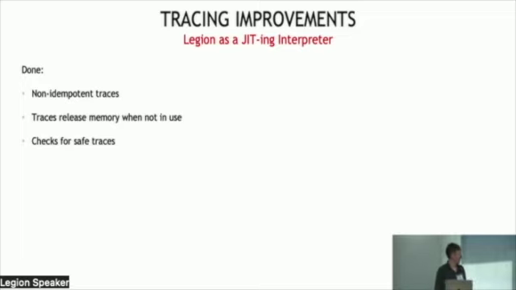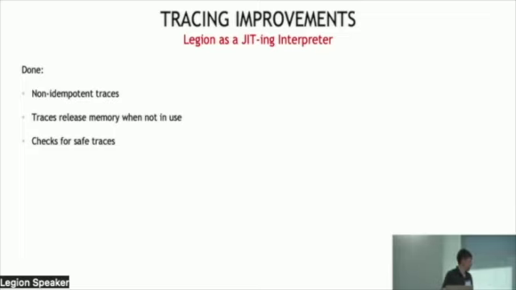And so some of the things we've done to actually improve tracing, right? We now support non-idempotent traces, which means that you can have tracing code mixed in with non-tracing code much more easily than you could before. So you don't have to have traces that run back to back to back all the time to get really optimal performance. You can do a trace and then have some non-trace code and so forth.